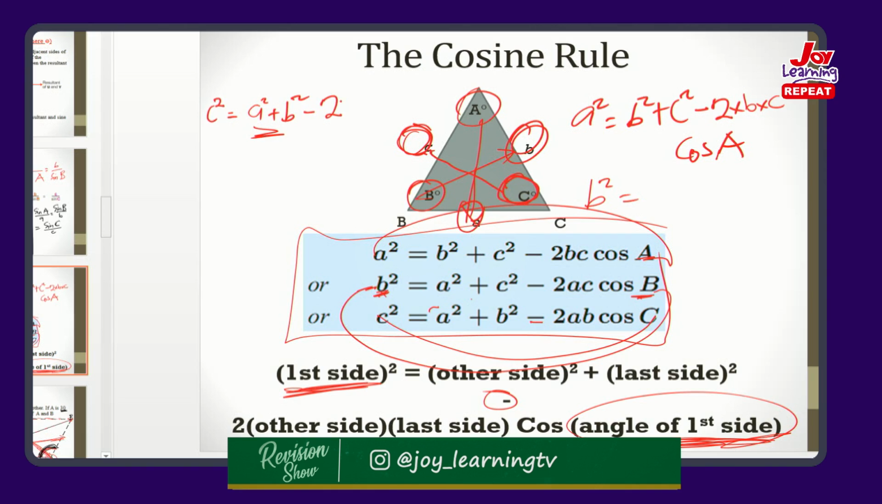Minus 2, and then the product of those same two sides, which is A and B, then the cos of the angle of the C that you are looking for, which is big C. And so all you need is to just understand the rule and apply it. Please keep trying, and I believe the more you try, the more perfect you get.